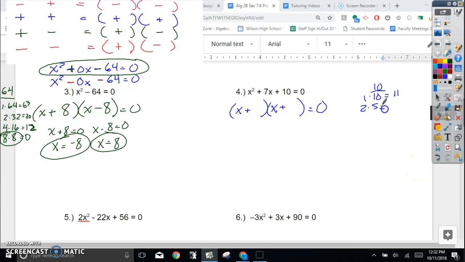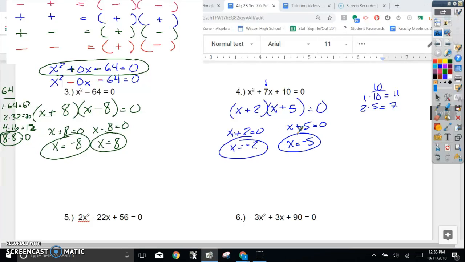My signs are the same, so I will add my factors. 1 and 10 make 11. 2 and 5 make 7. You can see I have 7 here, so 2 and 5 are my factors. So I get x plus 2 equals 0, x is negative 2. x plus 5 is equal to 0, x is equal to negative 5. So this is a heavy factoring section.